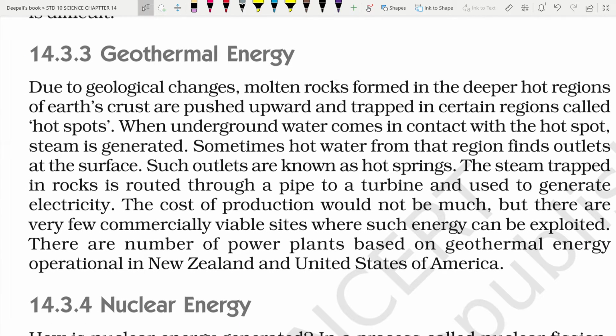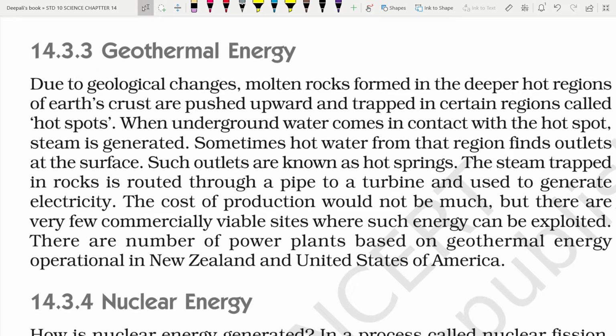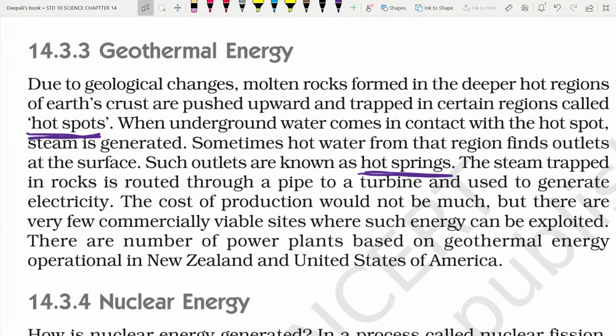Geothermal energy. Due to geological changes, molten rocks formed at the deeper hot region of the Earth's crust are pushed upwards and trapped in certain regions called hot spots. Now, when underground water comes in contact with a hot spot, steam is generated. Sometimes hot water from these regions finds outlets at the surface. Such outlets are known as hot springs. You must have seen or visited many hot springs. The steam trapped in the rock is routed through a pipe to a turbine and used to generate electricity.